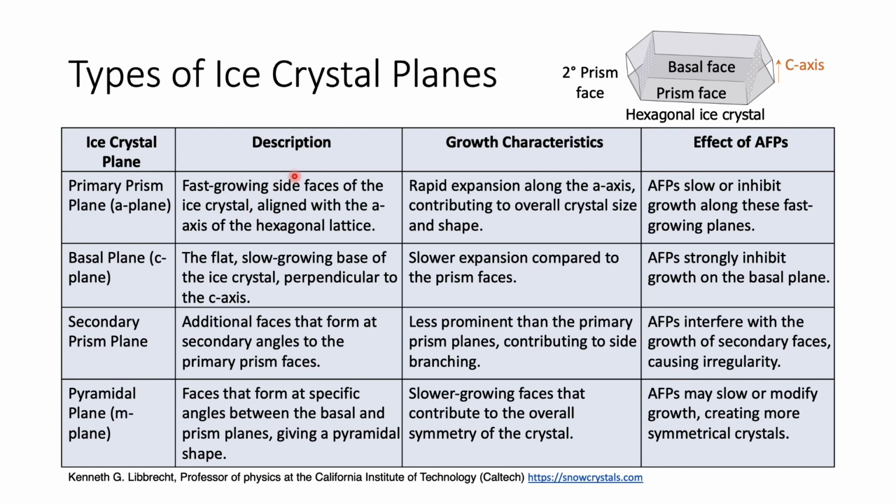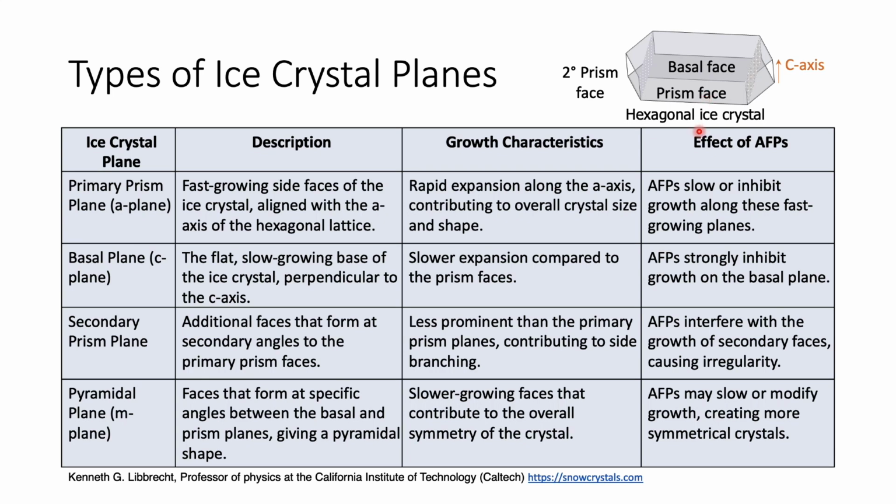What are the descriptions with respect to the AFPs? The prism plane is the fast growing side face of the ice crystal. This is aligned with the A-axis of the hexagonal lattice. The growth characteristic for this plane is a rapid expansion along the A-axis, contributing to overall crystal size and shape. This is how ice crystals generally grow. AFPs slow or inhibit the growth along these fast growing planes. Ice generally grows very fast in this prism phase, and when AFP binds to these places, they stop the ice growth. That is how AFPs function.